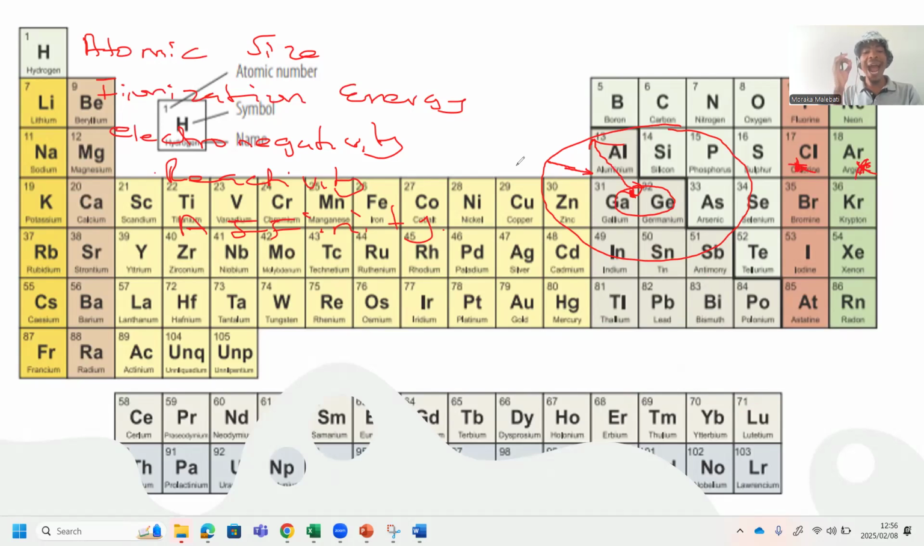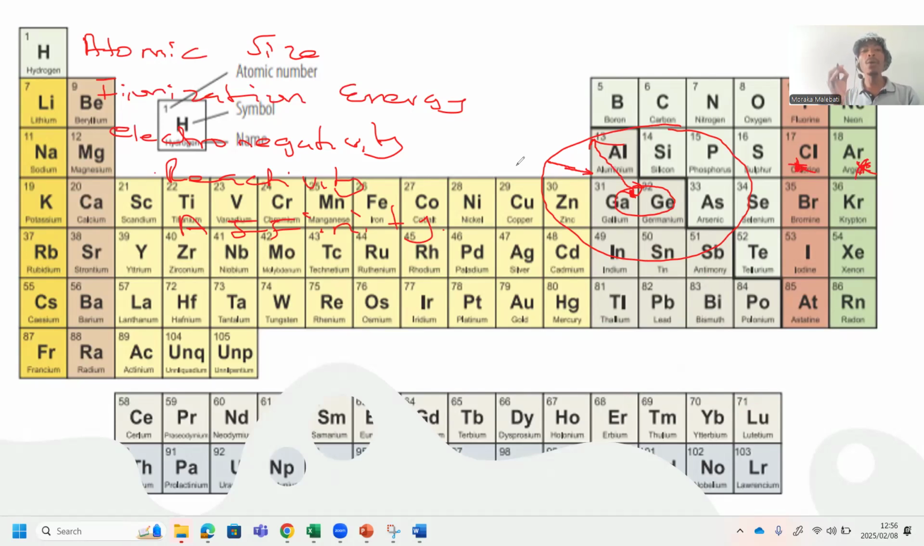But what about the ionization energy? The ionization energy is the amount of energy required to remove an electron from an atom in the gas phase. So it's nothing but the measure of how tightly an atom holds onto the outermost electron. That is what we call the ionization energy.